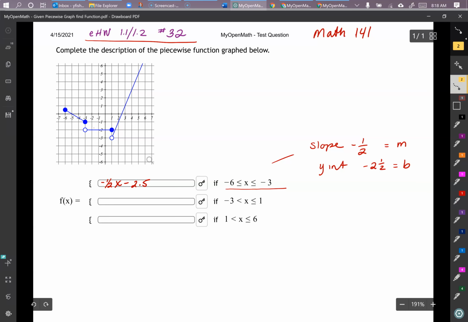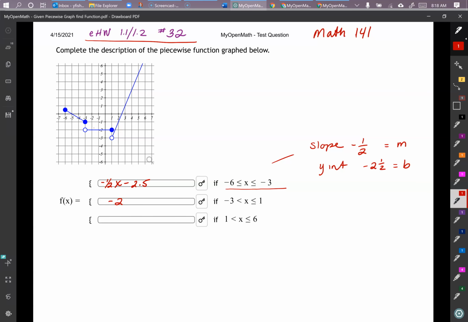This segment now goes from -3, which doesn't include it, so we have an open circle, up to and including 1. So that's my domain right in here. And I have this line segment, which goes right through y equals -2. So f of x equals -2 for that piece.